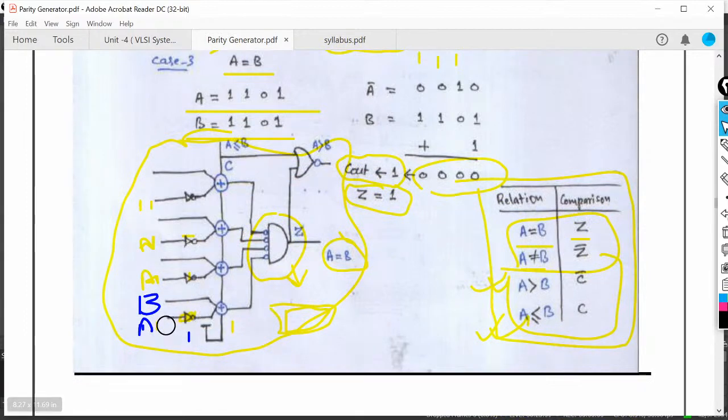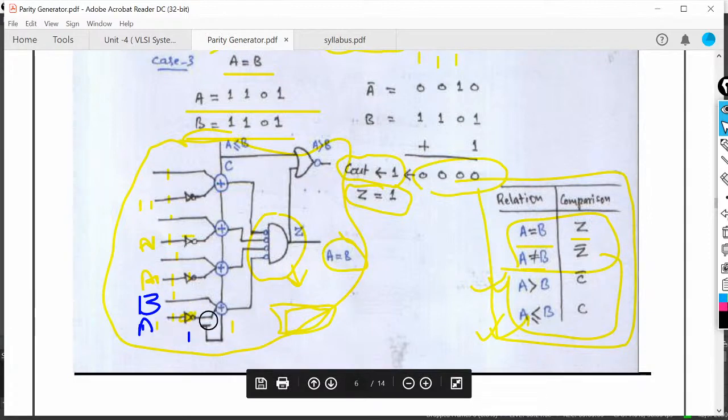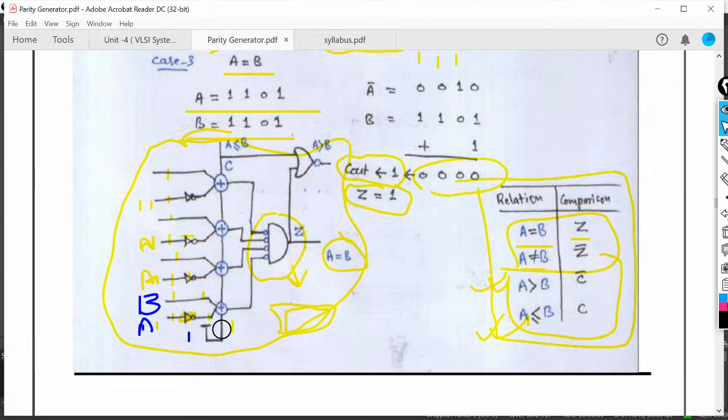So when all bits are equal, suppose I am giving 1 1 1 1 1 1 1 1. Okay, so the last bit of the last combination is 0, and this one will be the 1. So in the first adder we will get the input combination as 1 0 1. So accordingly we will get the sum as 1 and the carry as 0.